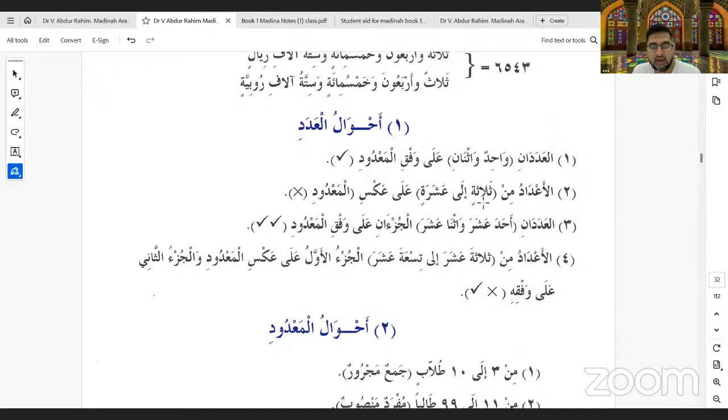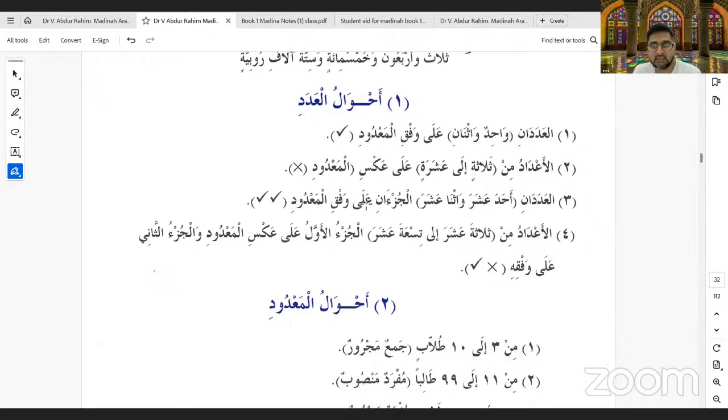But al-a'dad min thalathati ila ashra ala aqsil ma'dud. So what this means is that numbers from 3 to 10, ala aqsil ma'dud, means that it will be the opposite of the ma'dud. So if the ma'dud is masculine, the numbers will be feminine. If the ma'dud is feminine, the numbers will be masculine, and vice versa. And then it says al-adadani, 2 numbers, 11 and 12. Both parts, the units and the tens, will correspond to the ma'dud. That's why it's got 2 ticks. Both parts will match: ahada ashar, ithna ashar, both match the ma'dud.